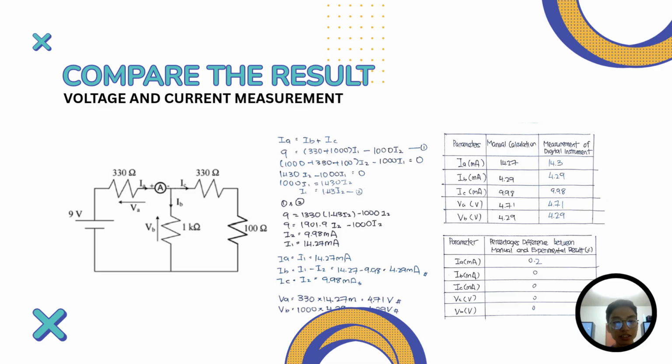The experimental data is compared with the calculated data listed in the table, and the percentage difference between the manual and experimental results is just slightly different, with only current A having a 0.2% difference, while the other values are very accurate.